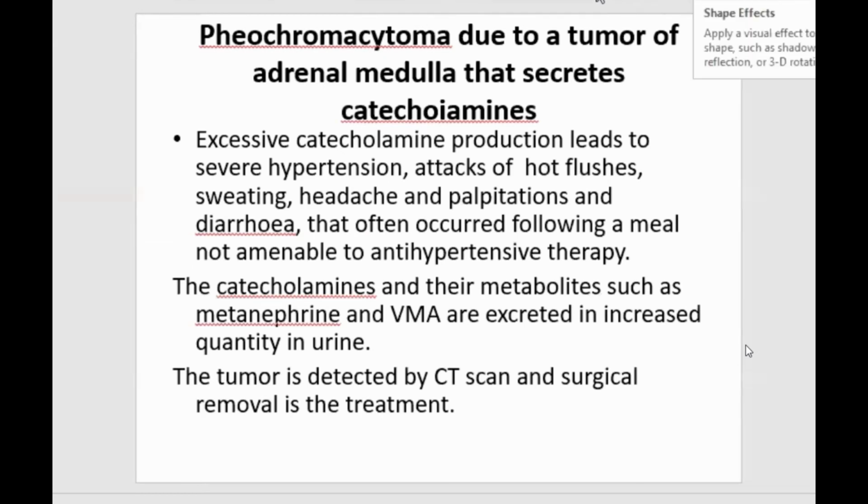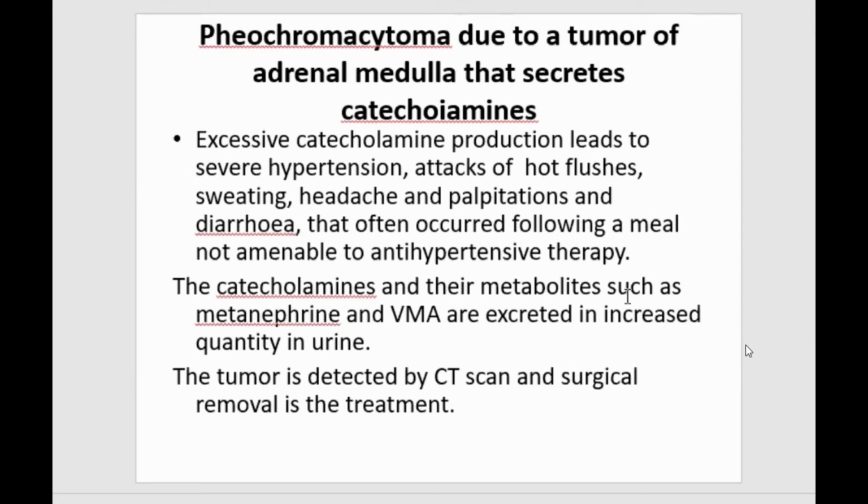Pheochromocytoma is due to a tumor of adrenal medulla that secretes catecholamines. I told you the pathway just now of how the catecholamines are produced. So excessive catecholamine production leads to severe hypertension, attacks of hot flushes, sweating, headache, and palpitation, and diarrhea that often occurs following a meal. And this is not amenable to antihypertensive therapy. So the severe hypertension is not amenable to antihypertensive therapy, which is normally amenable.